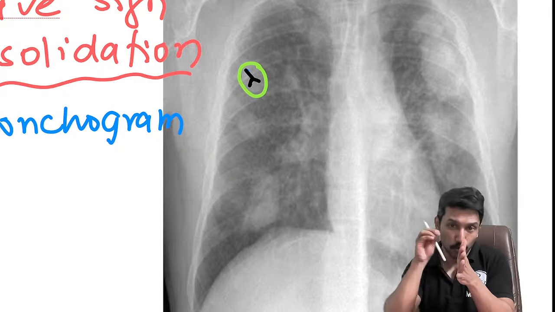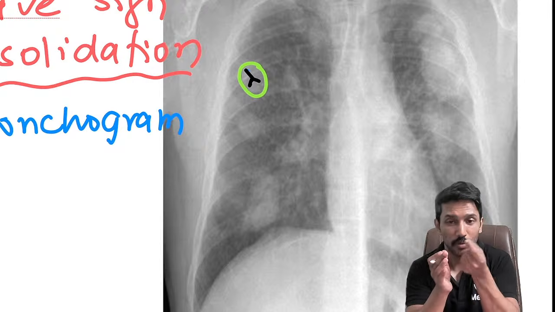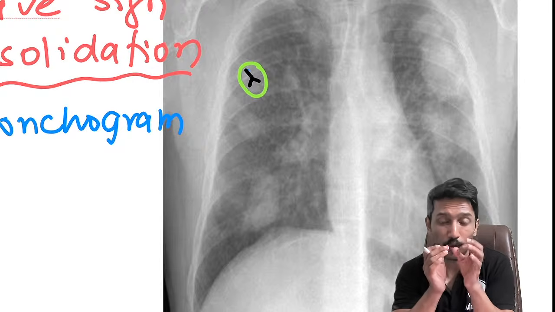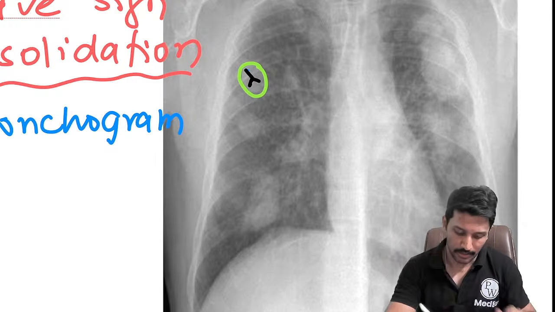So bronchi are patent, so air will be there in that. So it will not be opacified. There will be surrounding opacity, but bronchi will be air filled, so they will be dark. So we call that as air bronchogram. And I don't find that anywhere on the X-ray.